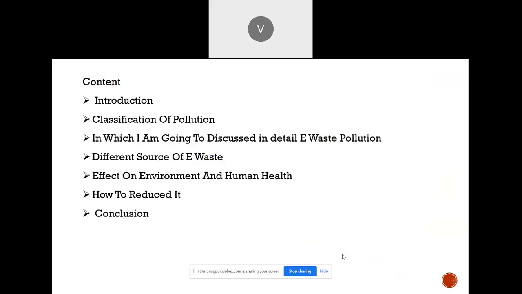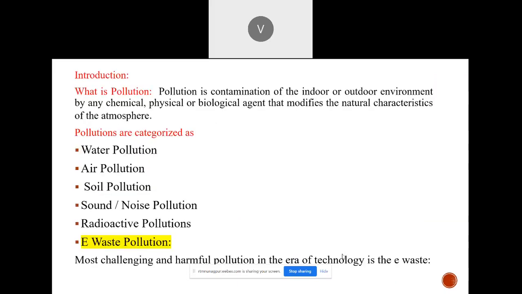So, the content of my today's presentation is introduction, classification of pollution, in which I am going to discuss in detail the e-waste pollution, different sources of the e-waste pollutions, then the effect on environment and the human health, how to reduce it, and the last part is the conclusion of it. So, starting with introduction, what is pollution? Pollution is the contamination of indoor or outdoor environment by any chemical, physical or biological agent that modifies the natural characteristics of the atmosphere, called as the pollutions.